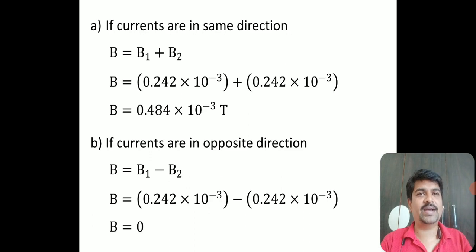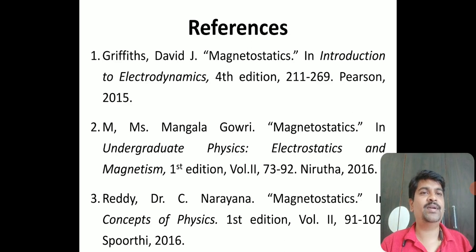Okay, I got the magnetic field as 2 times that in one case, which is 0.424 millitesla, and in the opposite direction case I got the magnetic field as 0. So I found the magnetic field in both the cases. So the problem part is over.